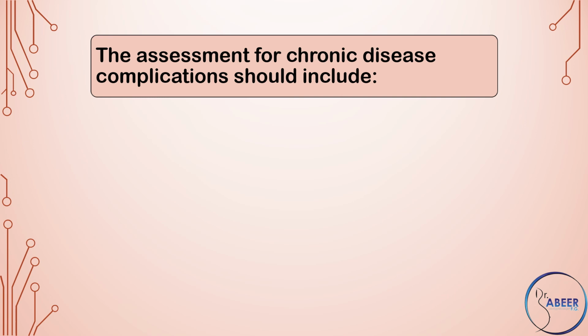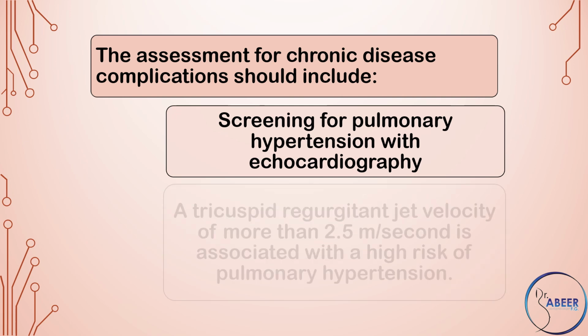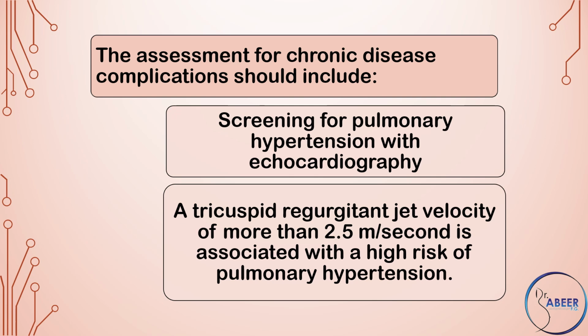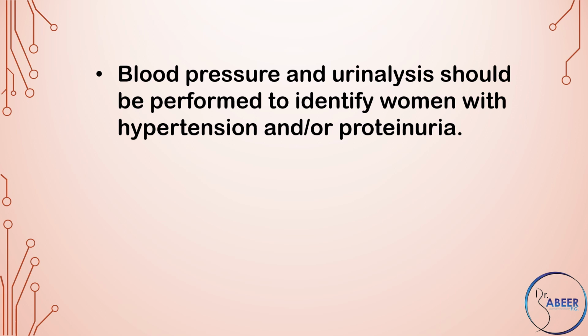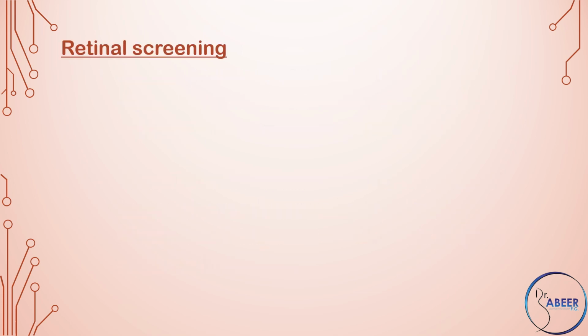The assessment for chronic disease complications should include screening for pulmonary hypertension with echocardiography; a tricuspid regurgitant jet velocity of more than 2.5 meters per second is associated with a high risk of pulmonary hypertension. Blood pressure and urinalysis should be performed to identify women with hypertension and/or proteinuria. Renal and liver function tests should be performed annually to identify sickle nephropathy and/or deranged hepatic function. Retinal screening.